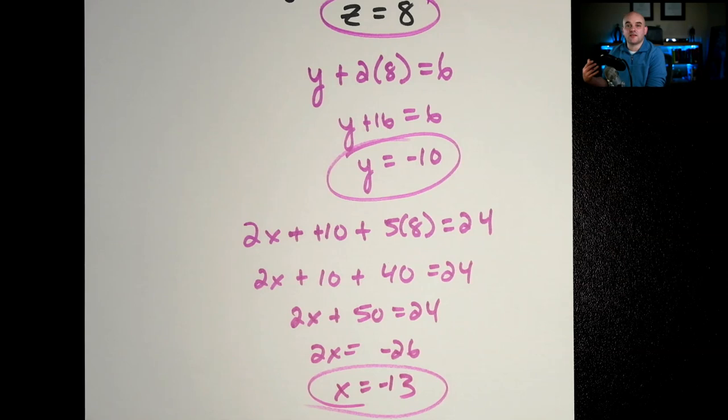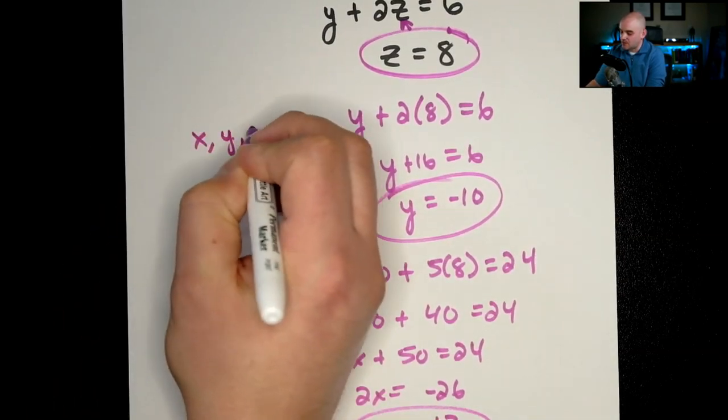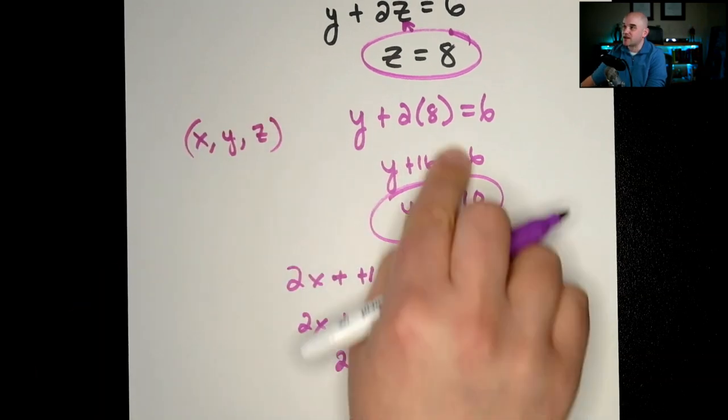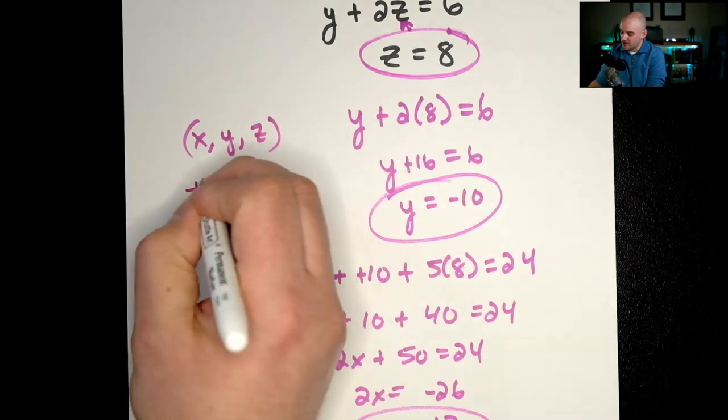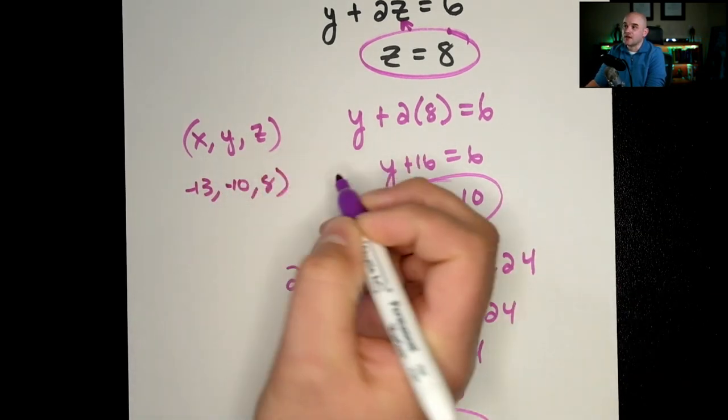And then we're going to write this as an ordered triplet. So our final answer here, remember, is going to be in the format of x comma y comma z. And so we get negative 13, negative 10, and positive 8.